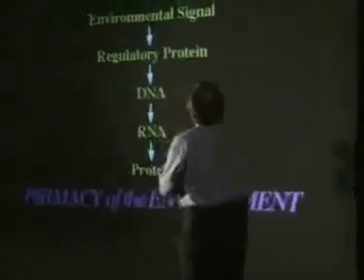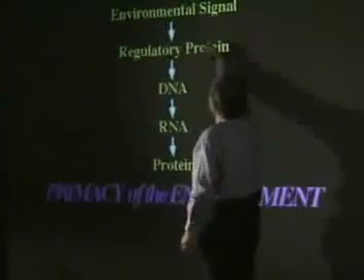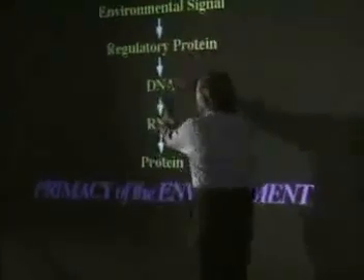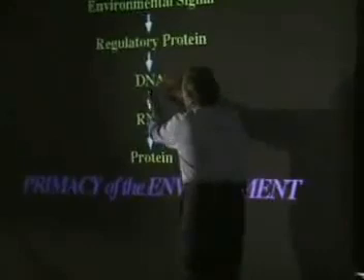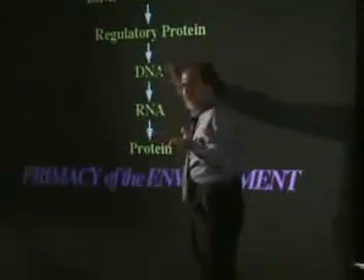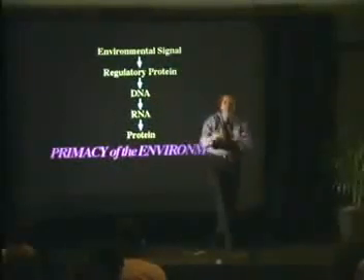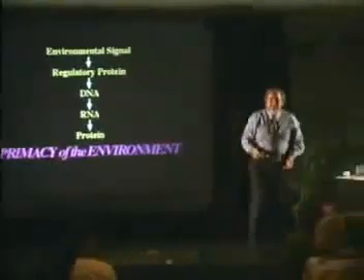The environmental signal comes in and changes the shape of the regulatory protein, which removes the sleeve, exposes the DNA, and then I can make my proteins. So rather than the primacy of DNA, which is conventional thought, it's actually the primacy of the environment. It's the environment that selects your genes, not the genes themselves.